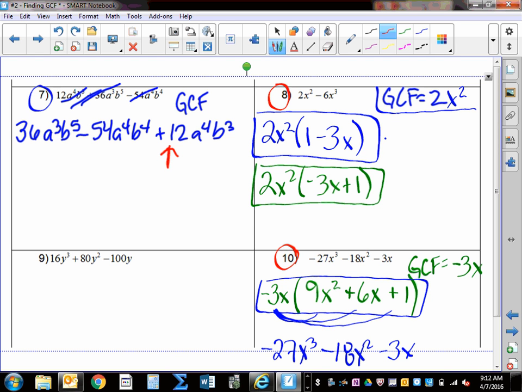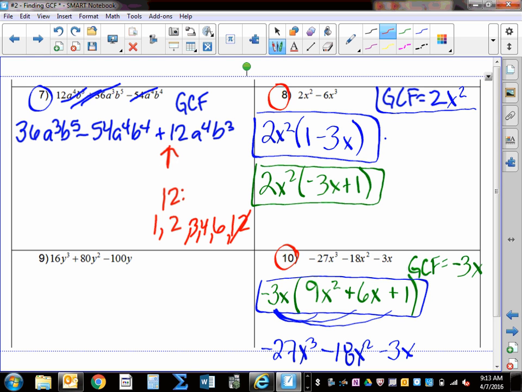So can 12 go into 36? Yep, I agree. Does 12 go into 54? Check it out. It's 54 divided by 12. 4.5, so that doesn't work. Okay, so what are my other factors? We have 1 and 12, 2 and 6, 3 and 4. Alright, so 12 didn't work.